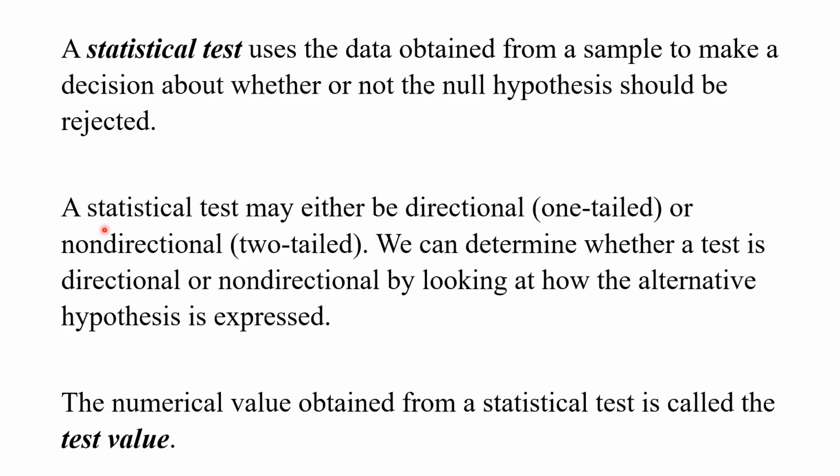Okay. So, a statistical test may either be one-tailed or two-tailed test. So, nabanggit ko na to doon sa last video. So, ginagamit yung one-tailed test kapag yung symbol na ginamit kay alternative hypothesis is greater than or less than sign. Pero kapag ginamit naman is two-tailed test, yung symbol na ginamit kay alternative hypothesis is not equal sign. Okay, so, ganun lang. The numerical value obtained from a statistical test is called the test value.